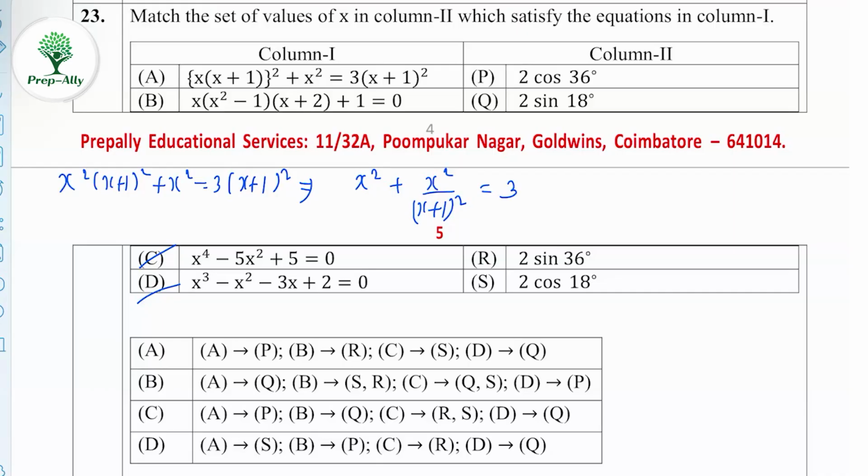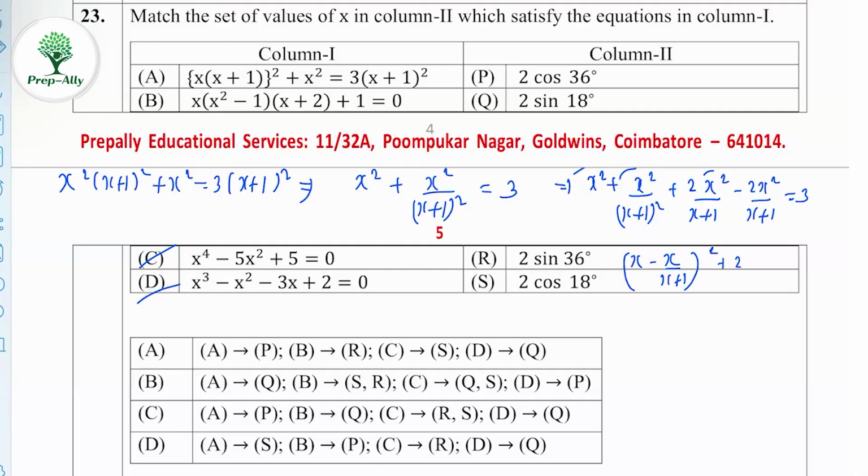Okay. So now what we'll do? Here a square, here x square by x plus 1 whole square. So I am adding 2 x square by x plus 1 and subtracting 2 x square by x plus 1, is equal to 3. So here a square plus b square minus 2ab. So x minus x by x plus 1 whole square plus 2x square by x plus 1 is equal to 3. So x square plus x minus x will get cancelled. So x square by x plus 1 whole square plus 2x square by x plus 1 is equal to 3.